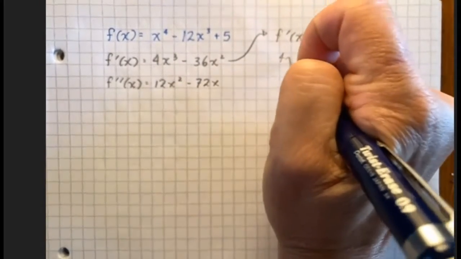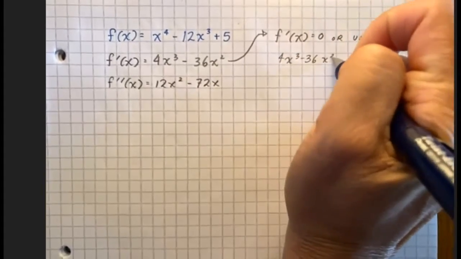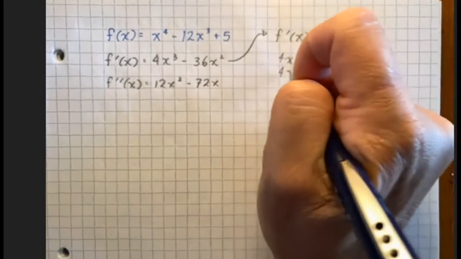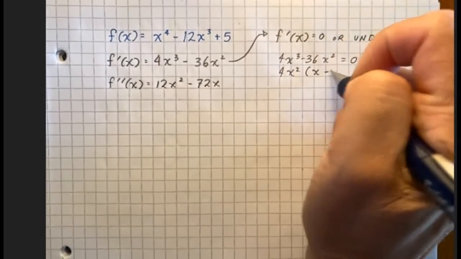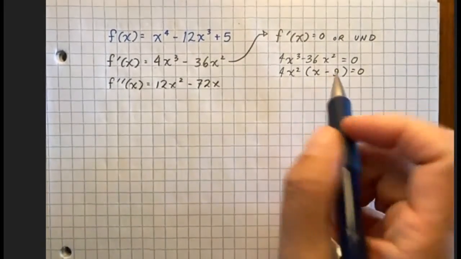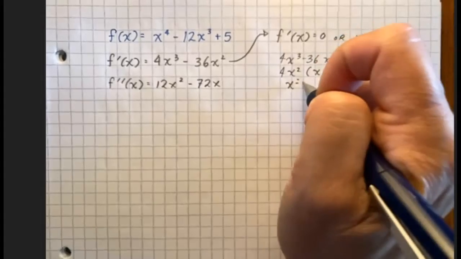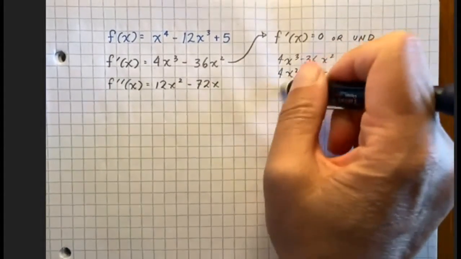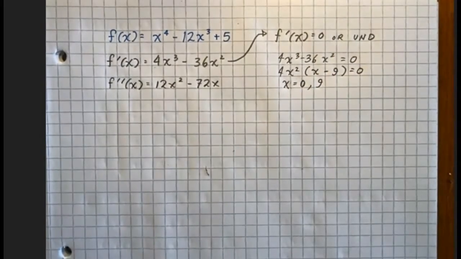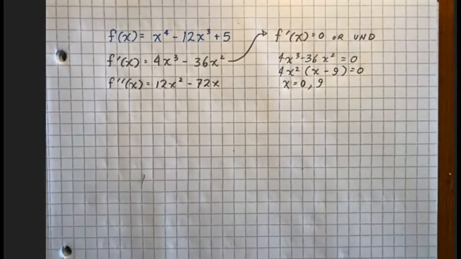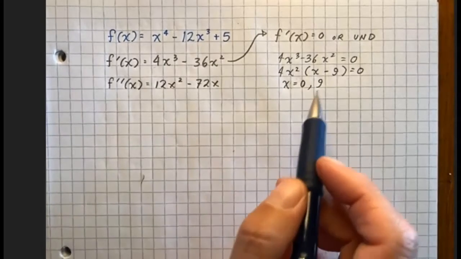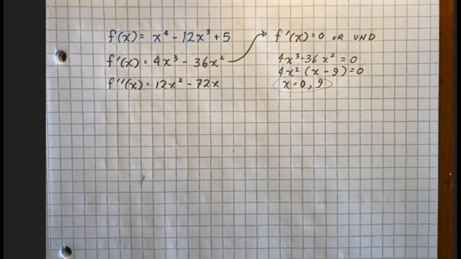So we take 4x cubed minus 36x squared and set it equal to 0 and solve for x. I can take out a 4x squared, and then I'm left with x minus 9 equals 0. And this is true where x equals 0 or x equals 9. Okay, so those are our two x values that are possible local maximum or minimum points. In order to figure out whether they're maximum or minimum points, we're going to use the second derivative test.